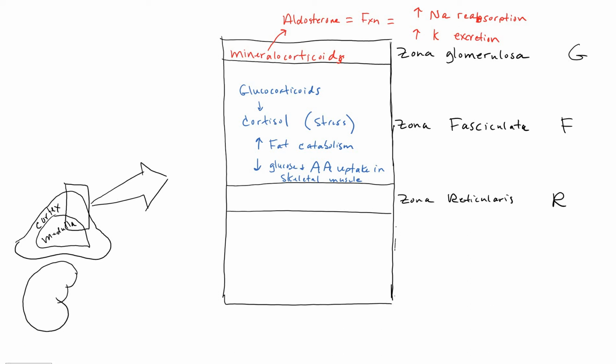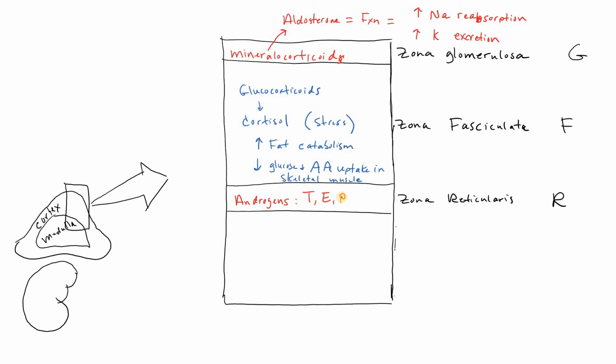Okay, the next layer, the zona reticularis, this is where the androgen hormones are released from. Okay, those are the male and female sex hormones, which are testosterone, estrogen, and progesterone. So yes, women have testosterone, estrogen, and progesterone, and so do men. Just the ratios and concentrations are different, but these are released from the zona reticularis.